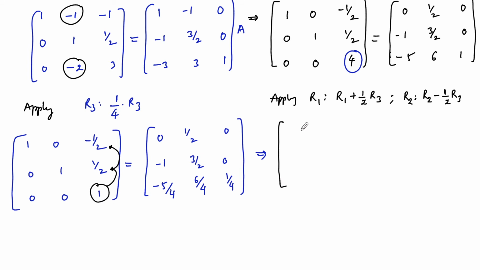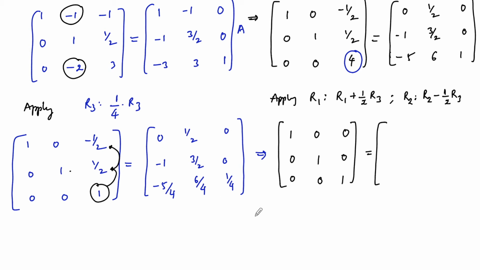First step, R1 1 plus 1 by 2 times of 0, that is 1. 0 plus 1 by 2 times of 0, it's a 0. And here minus 1 by 2 plus 1 by 2 times of 1, that is 0. And second row, 0 minus 1 by 2 times of 0, it's a 0. 1 minus 1 by 2 times of 0, that's 1. And 1 by 2 minus 1 by 2 times of 1, that is 0. So third row as it is, 0 0 1. And let's simplify the other side.